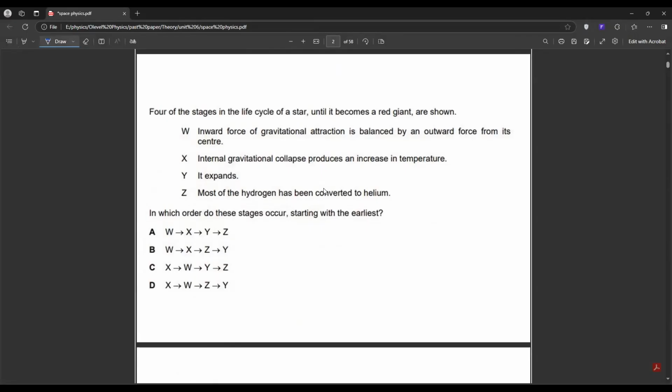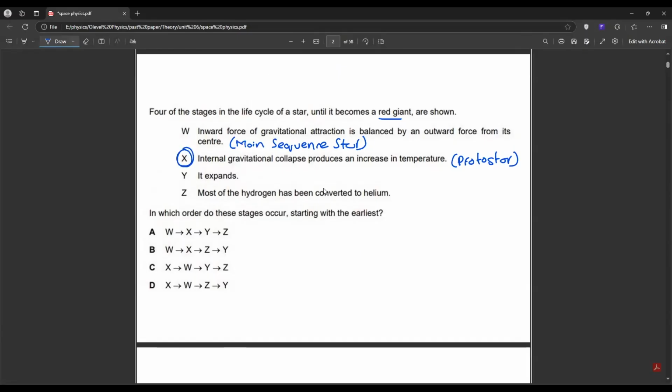Four stages of the life cycle of a star until it becomes a red giant are shown. Inward force of gravitational attraction is balanced by an outward force from the center. This is known as what? Main sequence. Internal gravitational force collapse produces an increase in temperature. This is the first or the second step in the stages of a protostar. The star expands, most of the hydrogen has been converted into helium. So basically, the first step should be your X.